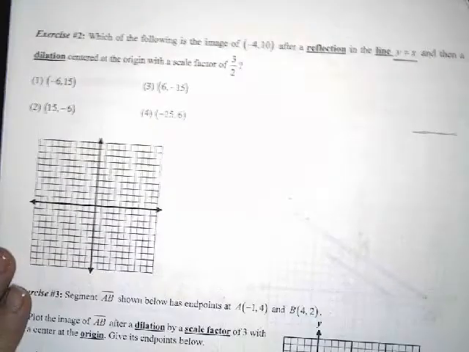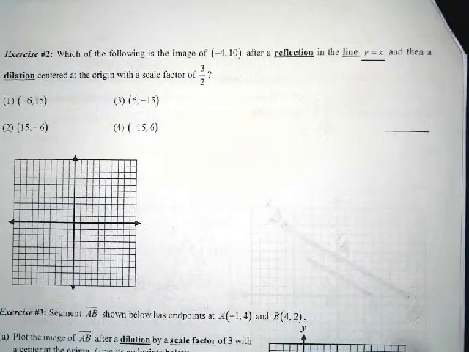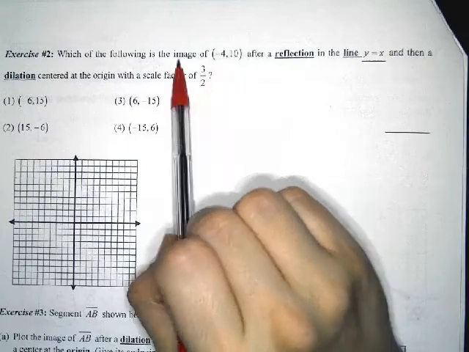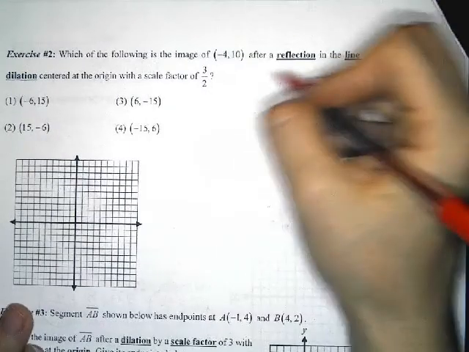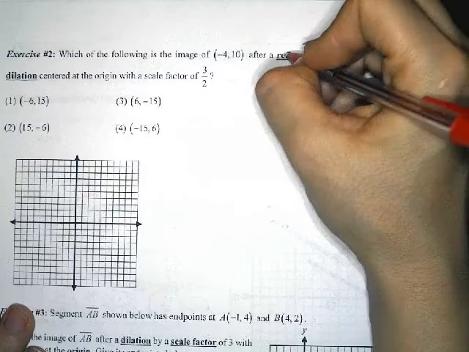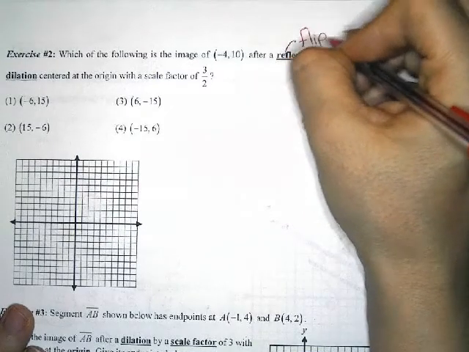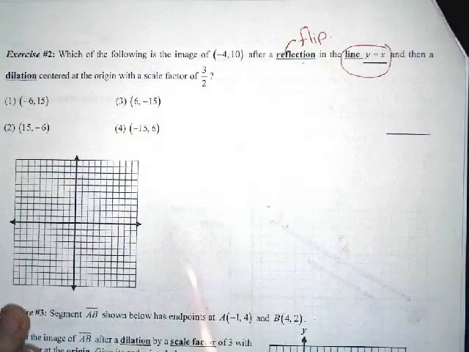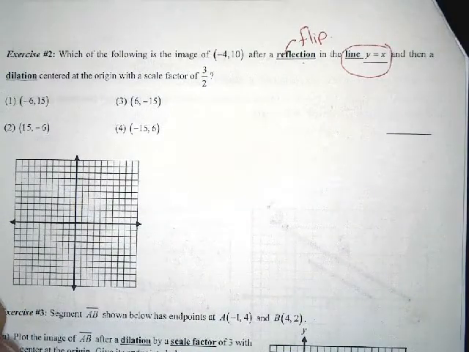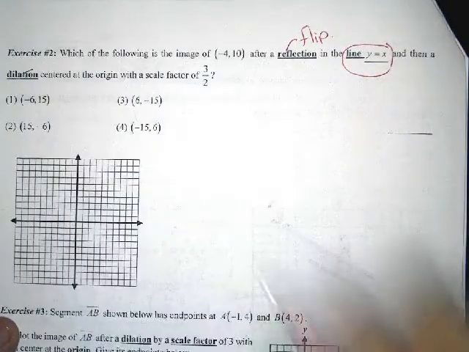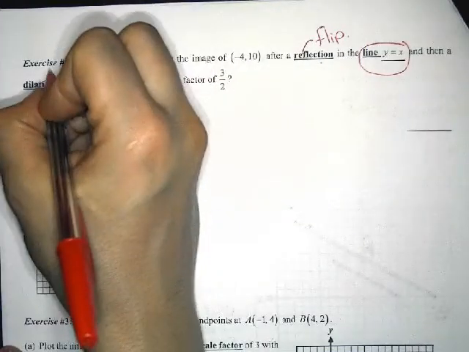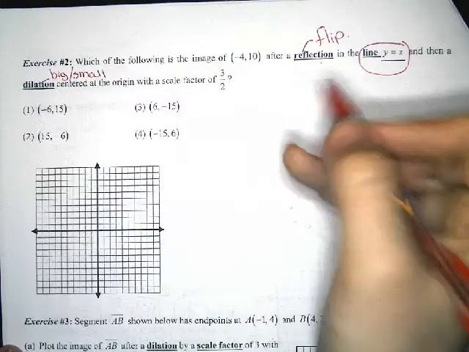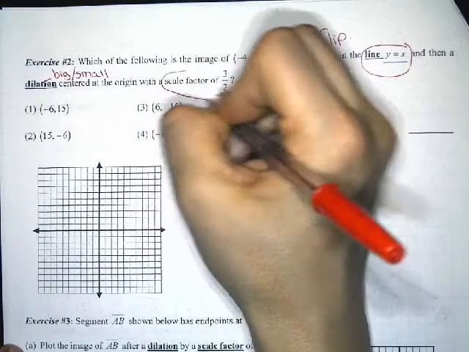Now, when we were working on this question, we have to read it very carefully. Which of the following is the image, meaning this one is the before, we're trying to find the new one, after a reflection, if you don't remember reflection, it means to flip something, in the line of y equals x, and then dilate it. Okay, so remember, a dilation is going to make it big or small by multiplying by the scale factor.